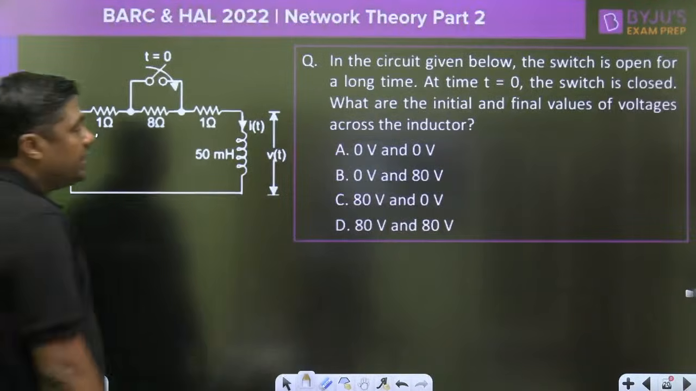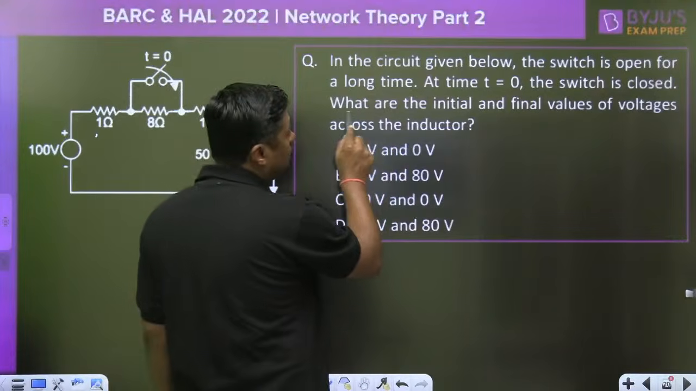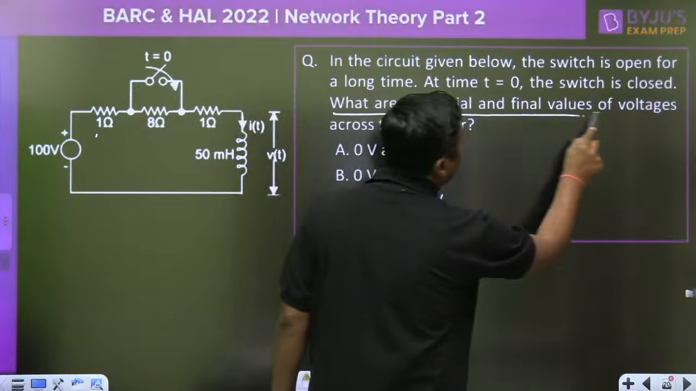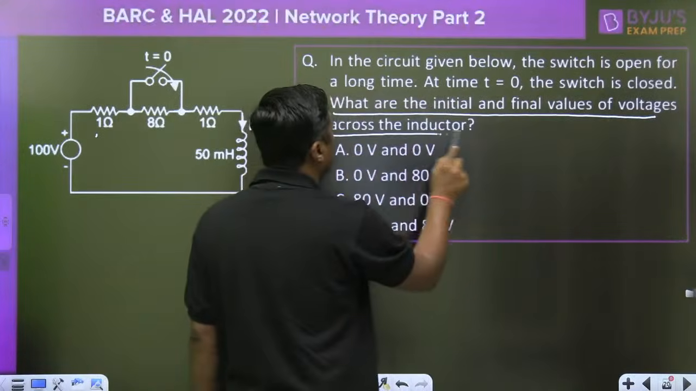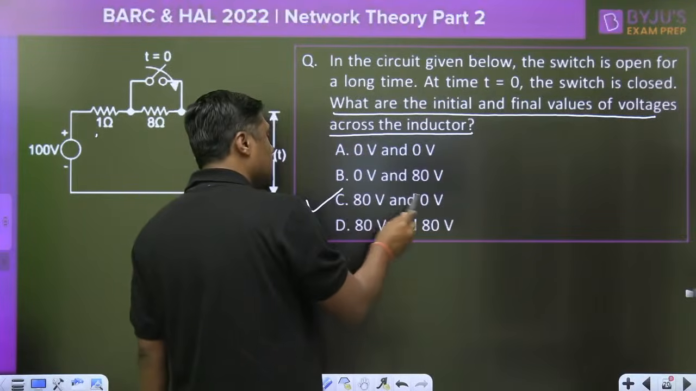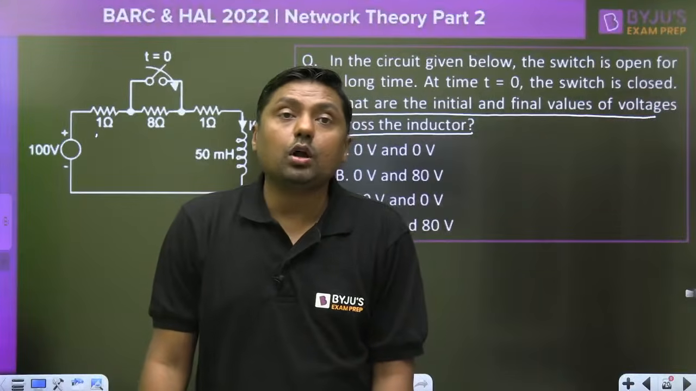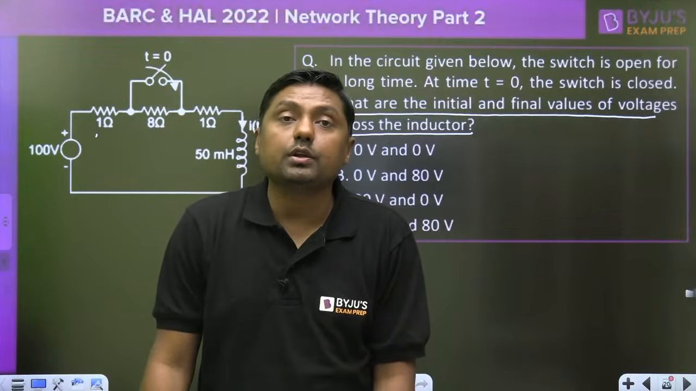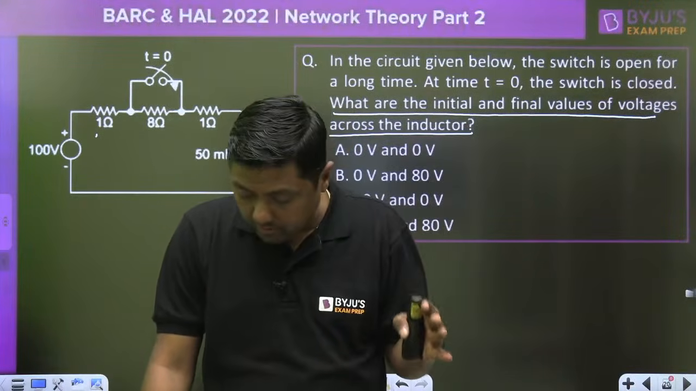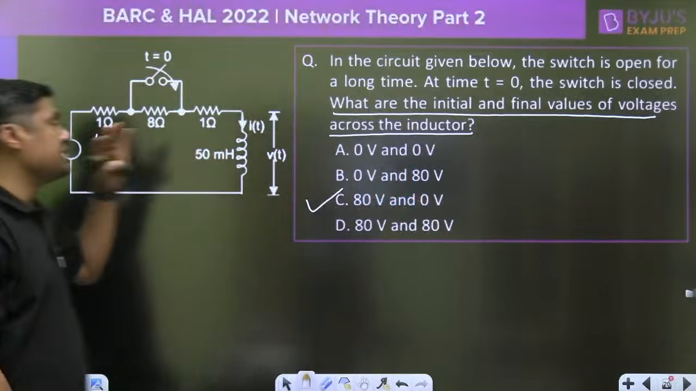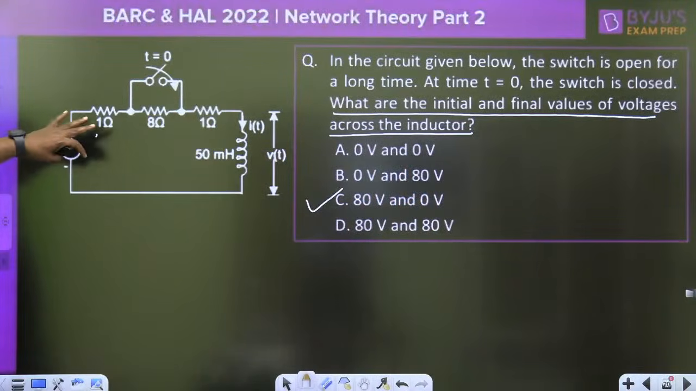80 volt and 0 volt respectively. Ask the question properly. What are the initial and final values of the voltage across the inductor? This is the initial voltage, that is the final voltage. So normally we are calculating what? Current through the inductor, but this time we have to calculate voltage across the inductor. Voltage across the inductor, final and initial value.